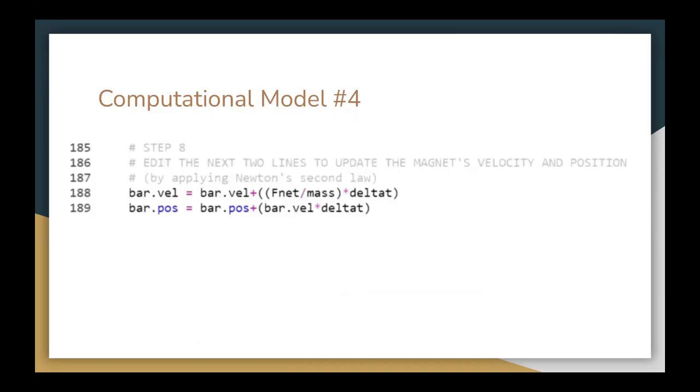So then we can sum up all those forces that are acting on the magnet, which are gravity and also the magnetic force, to get the total force that's being exerted on the magnet. And using Newton's second law, we can extrapolate from the acceleration to the velocity and then the position of the magnet, and iterate over time to find the position and velocity of the magnet as it falls through the tube.